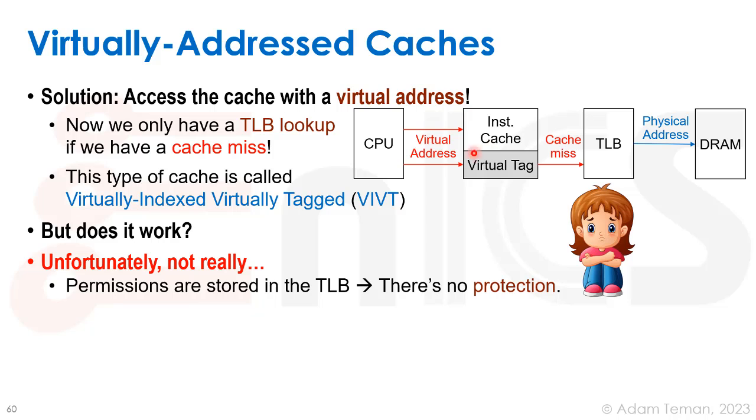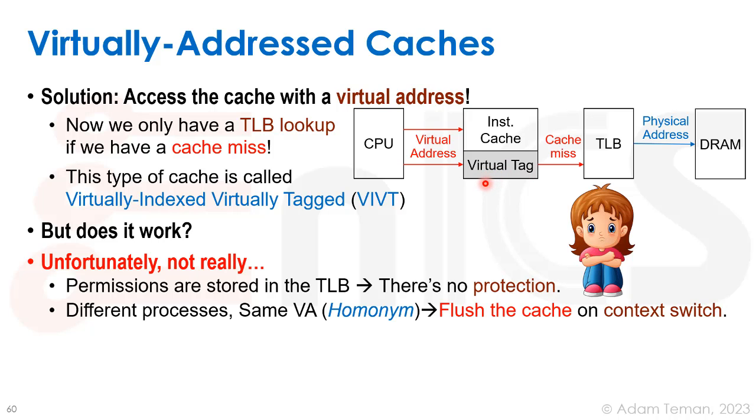Why? Well, first of all, permissions are stored in the TLB. So if we want to know about read, write, and execute permissions, they're in the TLB. They're not in the cache. So I guess we have to add some metadata to the cache or something in order to do that, or else we don't have any protection.